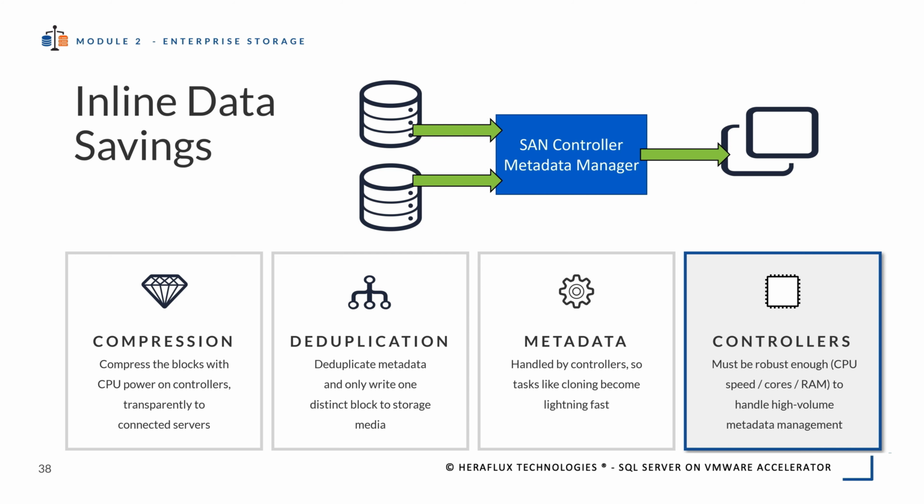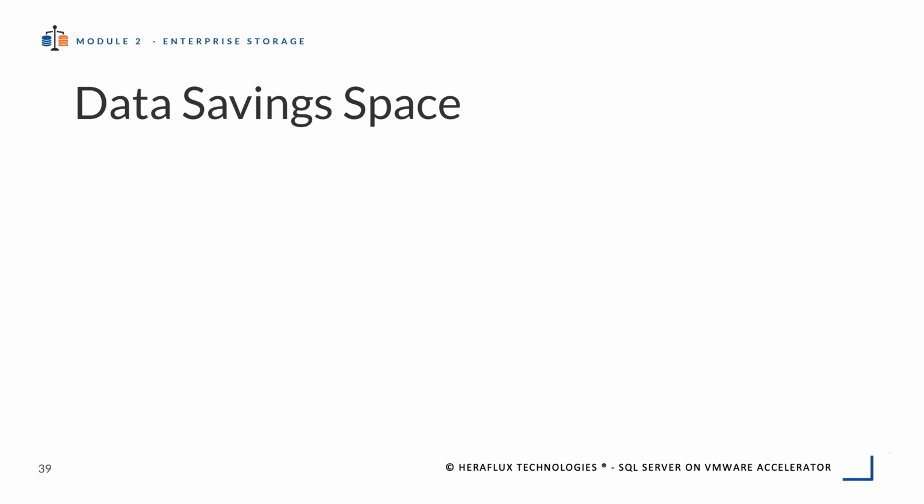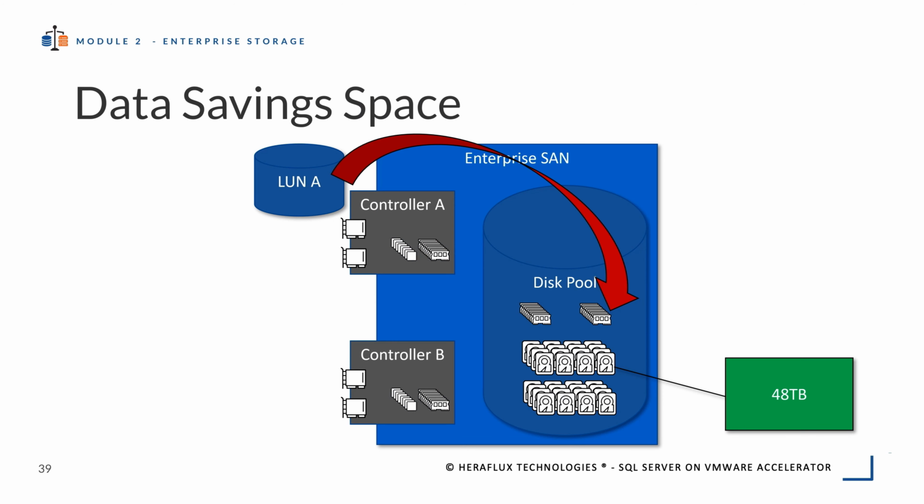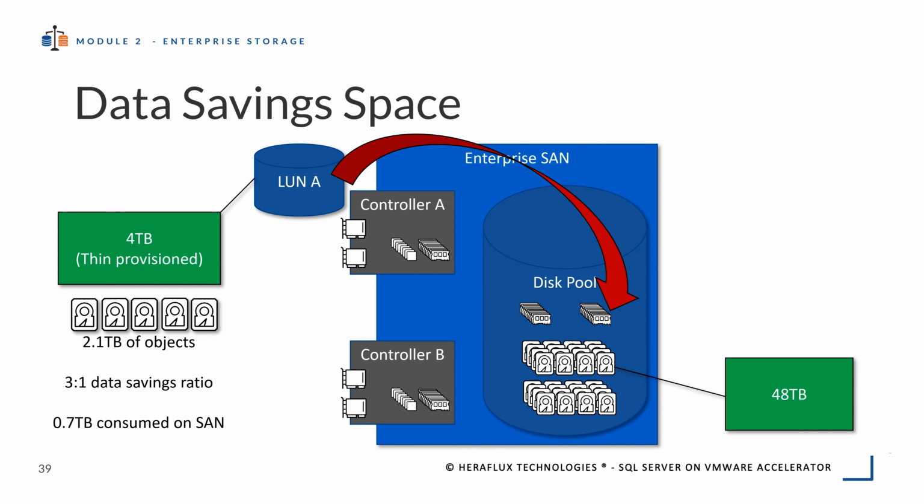Now let's just say that your storage has controllers and features capable enough to be able to enable some of these data savings features. Take that previous example where we had 2.1 terabytes of SQL Server objects and a SAN LUN of 4 terabytes. Let's assume that our data was somewhat compressible and we were able to get a 3-to-1 data savings ratio of the data on the SAN LUN. We have 2.1 terabytes worth of data itself, and at that savings ratio, that means we've only written 700 gigs to that actual disk pool on the SAN. That freed up even more space on the SAN to be used for other purposes.